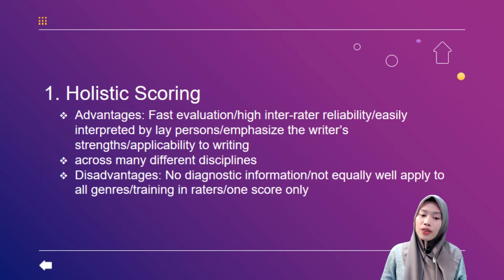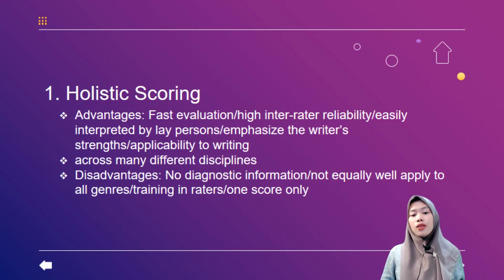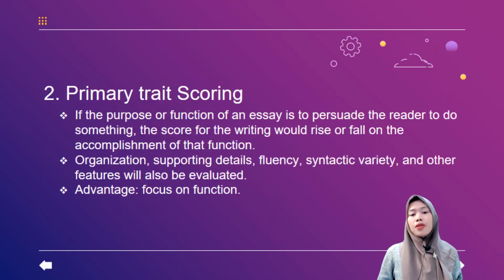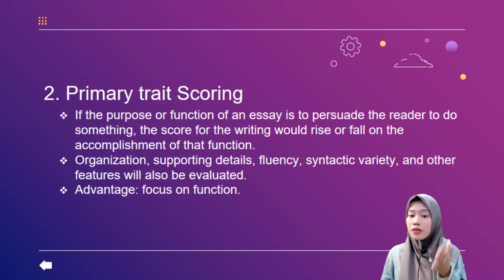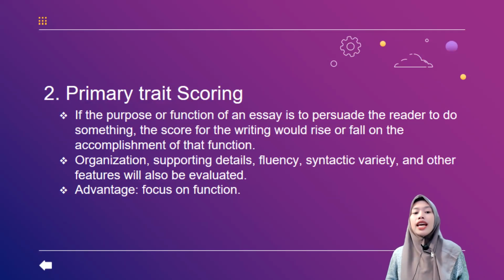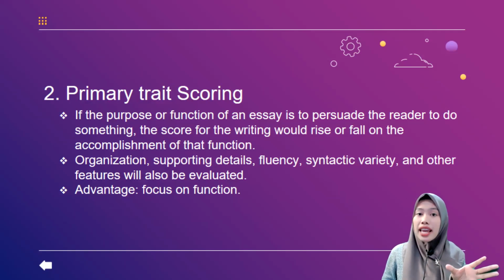And then the disadvantages are no diagnostic information, not equally well applied to all genres, training of readers, and one score only. The second is primary trait scoring. If the purpose or function of an essay is to persuade the reader to do something, the score for the writing would rise or fall on the accomplishment of that function. And then organization, supporting details, fluency, syntactic variety, and other features will also be evaluated.